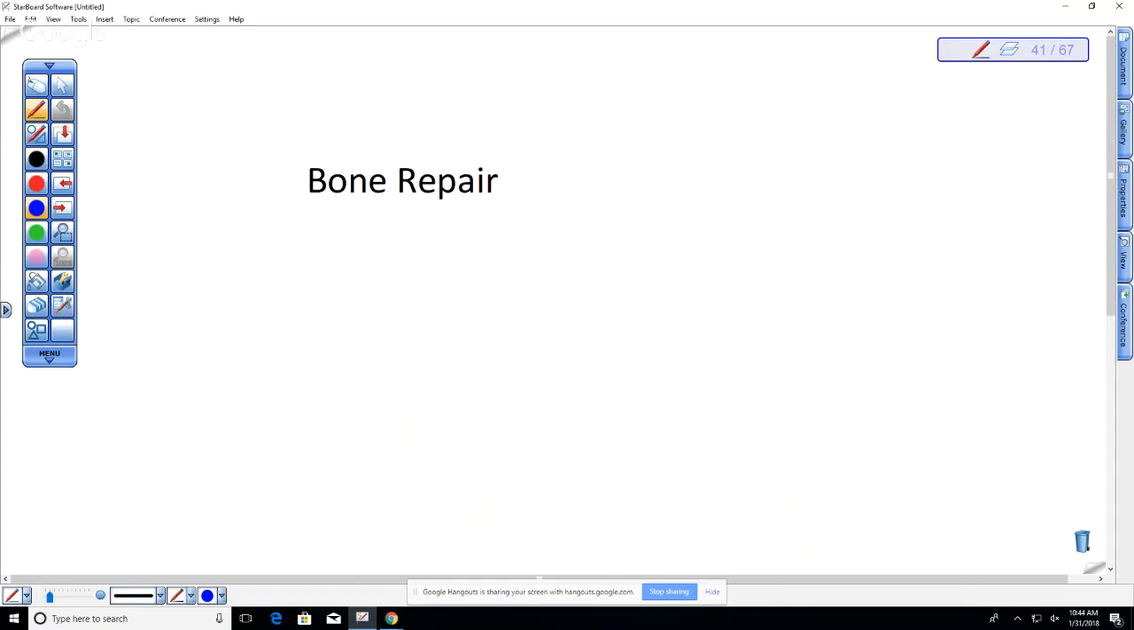Okay, so we're going to talk about bone repair. So the first thing we're going to talk about are types of fractures.